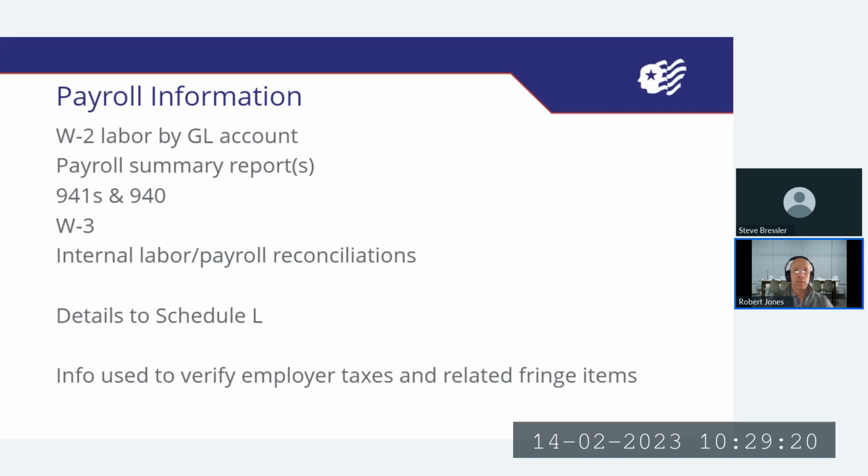One of the other things that we can use this information for is verifying the employer taxes and other related fringe items, right? So if I look at the list of data here and I've got a payroll summary report, that payroll summary report should have information on my employer taxes. And so I should then be able to take that report, compare it to what I claimed as employer taxes in the fringe schedule. And it's another way for me to cross-reference and tie things out.